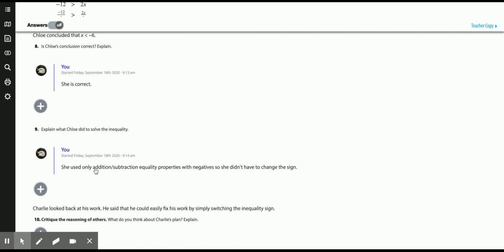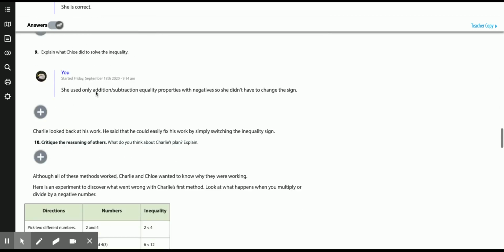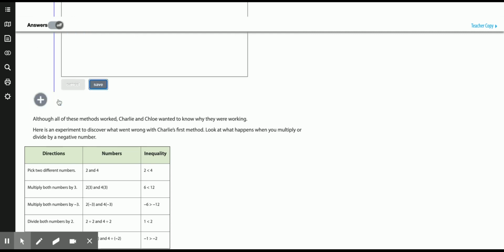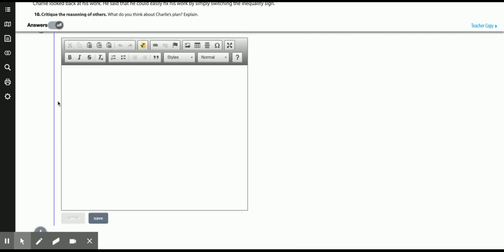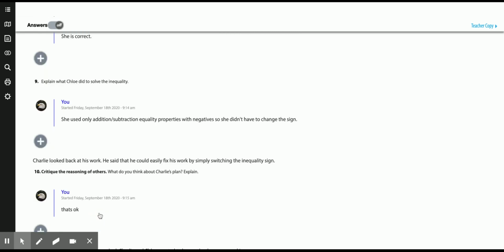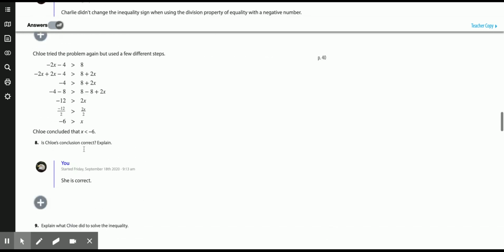And she used her division with a positive, so you can keep the sign when you do that. Number 10, Charlie looked back at the work. He said that he could easily fix his work by switching the inequality sign. That is true. That's okay. If he goes back and fixes it, he would just need to switch this sign right here to make it a less than sign.